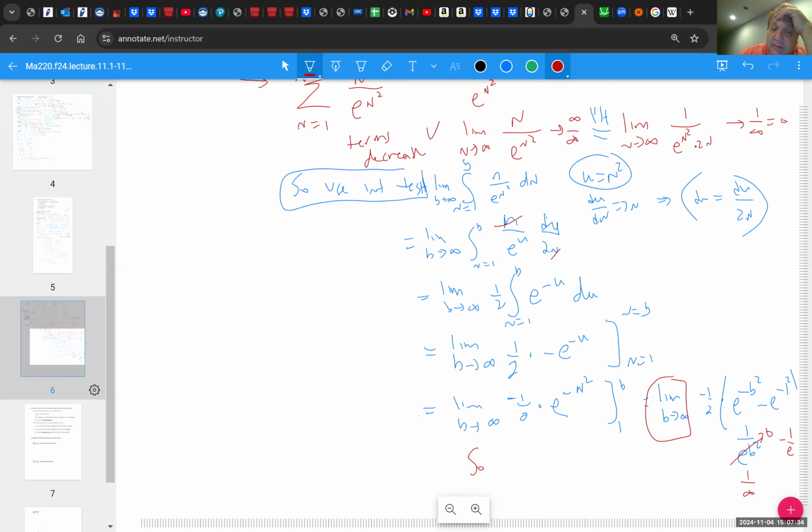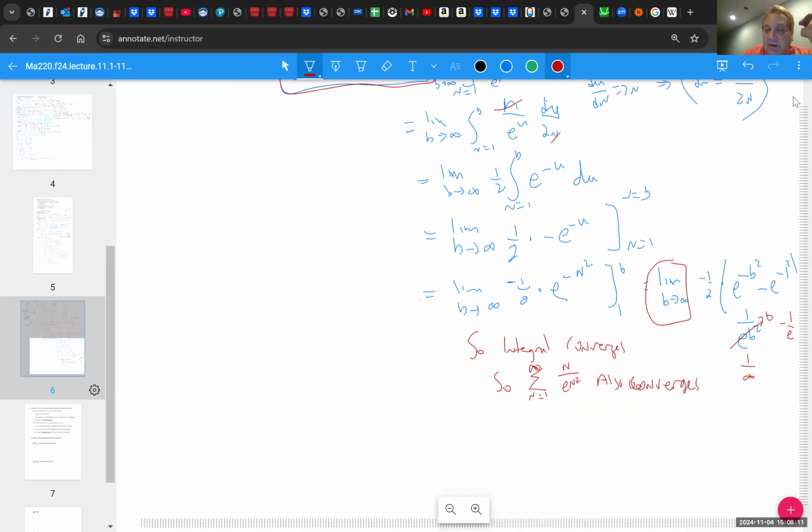So the integral converges. So the series also converges. The series was n over e to the n squared from 1 to infinity. This also converges. And that's, of course, by the integral test. We're using the integral test. We showed that the integral converged, so therefore we know that the series also converges.